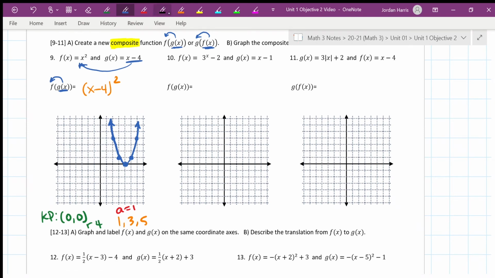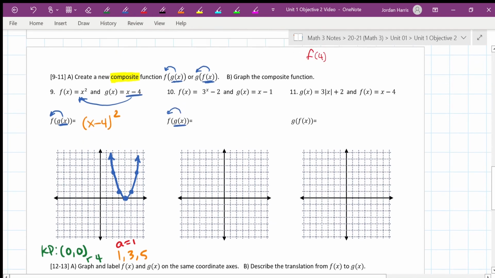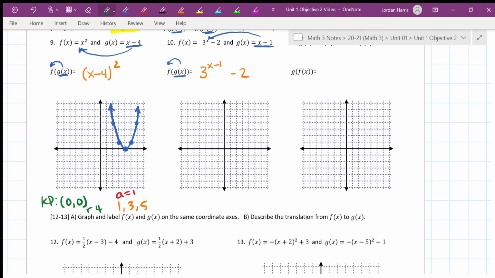Okay. Then we have our next one. This is f of g of x. So plug g into f again. So I'm going to take this and plug it in right there. We plug in for the variable, right? So my new function is 3 to the x minus 1 minus 2. This one's exponential. So you got to remember our key point in exponential is 0, 1. But now we got to shift right 1 down 2. So I'm going to go to 0, 1 on my graph, and I'm going to shift right 1 down 2.